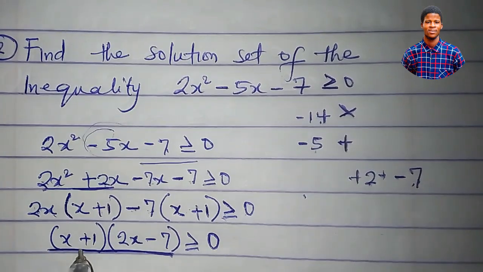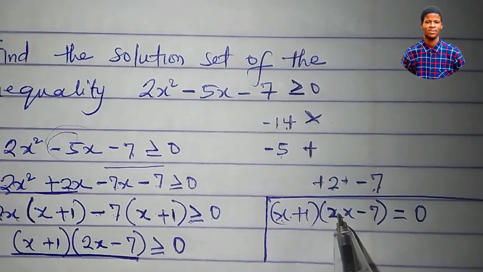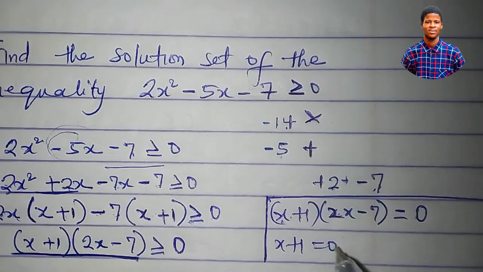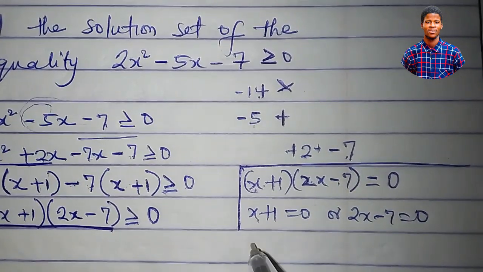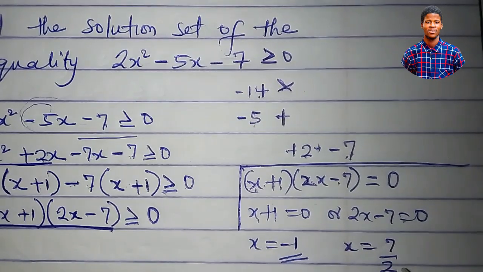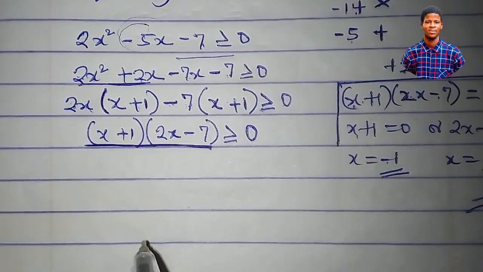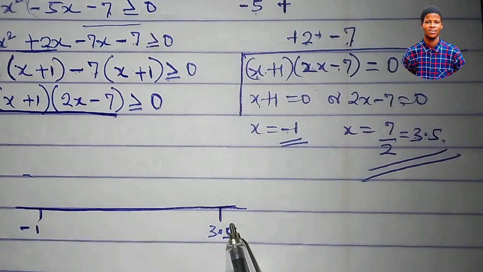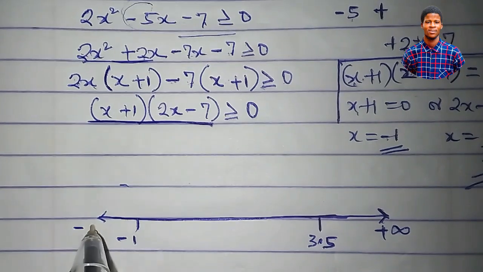So I'm going to set this left hand side to 0, then get the two values of x. The product of these two numbers is equal to 0. It means that either x plus 1 is equal to 0 or 2x minus 7 is equal to 0. Good. So from here, x is equal to minus 1. And from here, x is equal to 7 all over 2, which is equal to 3.5. So let's go ahead and make our number line using the roots that we got, minus 1 and 3.5. To the extreme right, I have positive infinity, and to the extreme left, I have negative infinity.